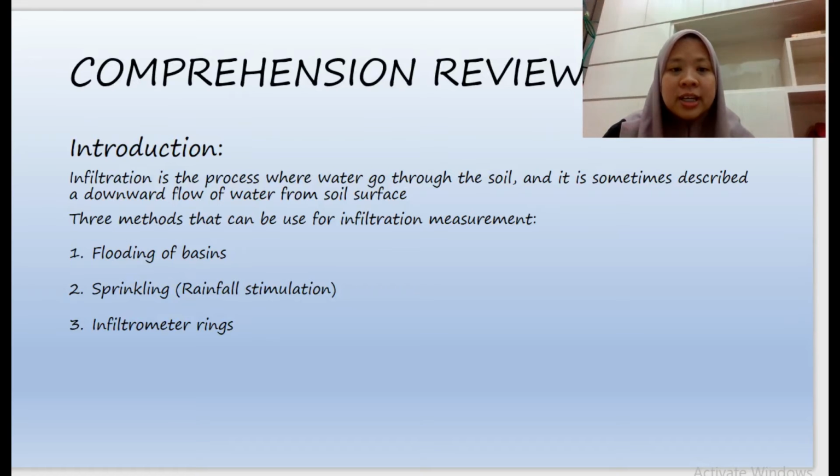I'm going to talk about the comprehension review. Infiltration is the process where water goes through the soil, and it is sometimes described as a downward flow of water from the soil surface. There are three methods that you can use for infiltration measurement. First is flooding of basins. Second is sprinkling, or the other name is rainfall simulation, and the third one is infiltrometering.